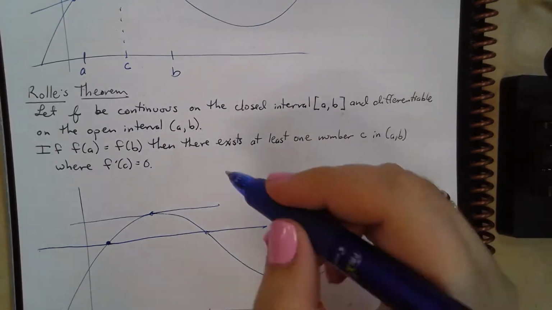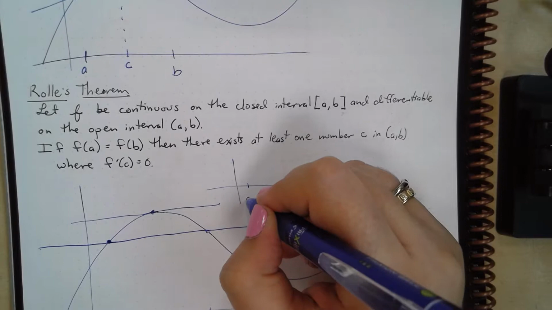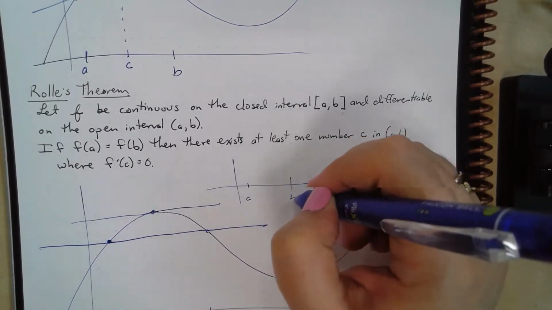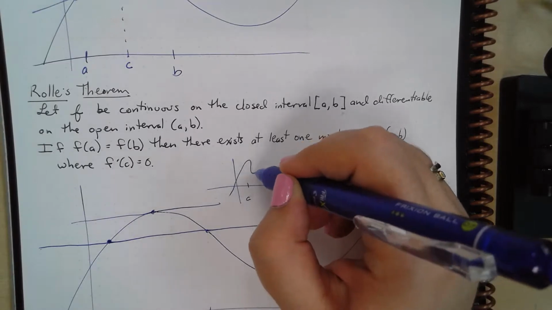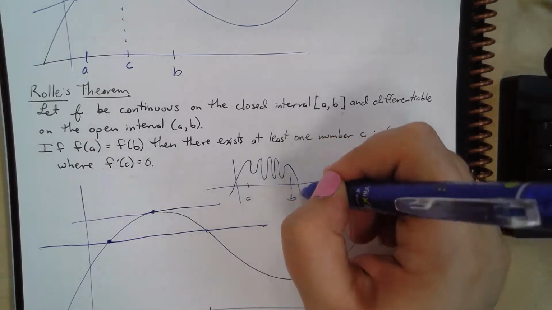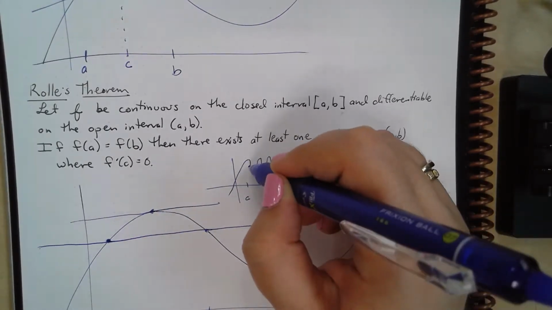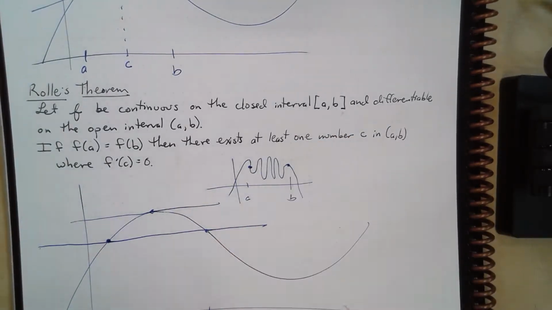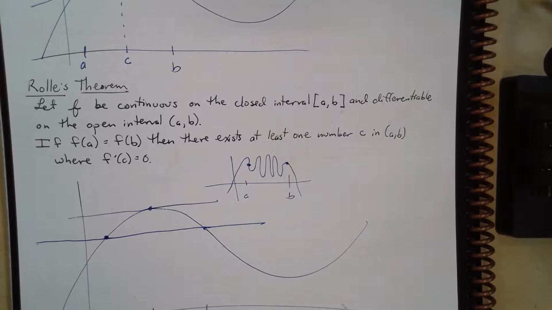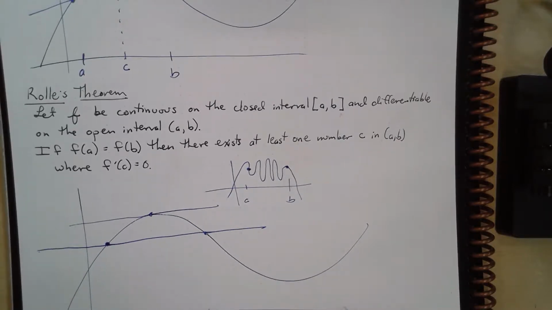Now, could it be more than one number? Yes, certainly. If you had a point A and a point B, I probably should have drawn the graph first, you could have that. Let's say that f of a and f of b are exactly the same. You can have multiple points in here where your derivative is equal to 0, but at least one does exist.